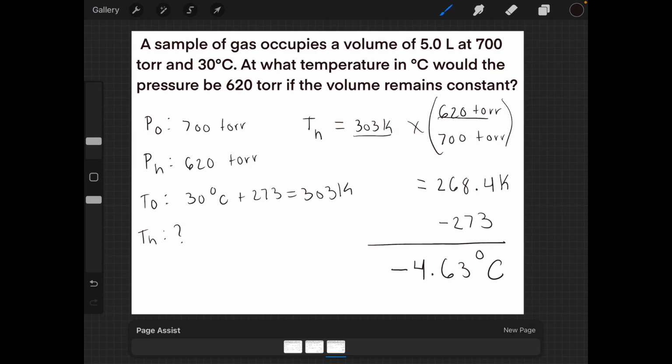If you were correct, you should have gotten negative 4.63 degrees Celsius and had your equation set up like this.